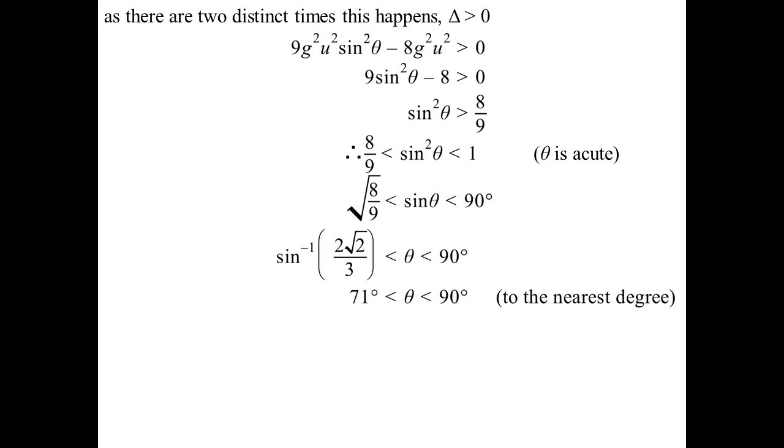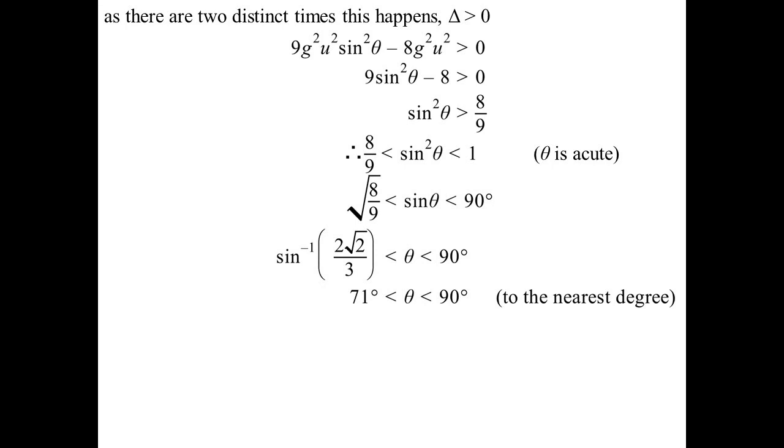So because it's acute, then root 8 on 9 must be less than sine theta is less than, why did I write 90 degrees there? That's a typo. That should still be 1, of course. So sine theta is less than 1. Okay? Got to be positive. It's acute. Now I can find the angle. Well, I didn't find the angle on the left-hand side straight away. I just said, well, that's going to be the inverse sine of 2 root 2 on 3. It's going to be in between that and 90. So theta must be in between 71 degrees and 90 degrees.